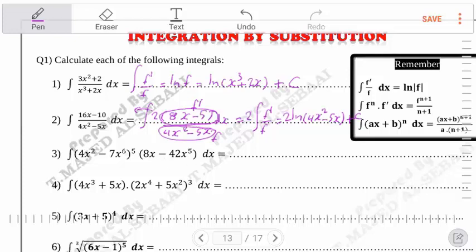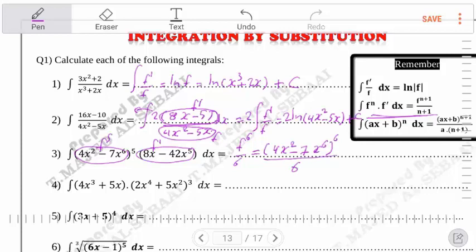How about the next? This is f to the power of 5 and this is f dash. And according to this rule, it will be f to the power of 6 over 6. What is f in this question? It is 4x squared minus 7x, all to the power of 6, all over 6 plus c. Okay?